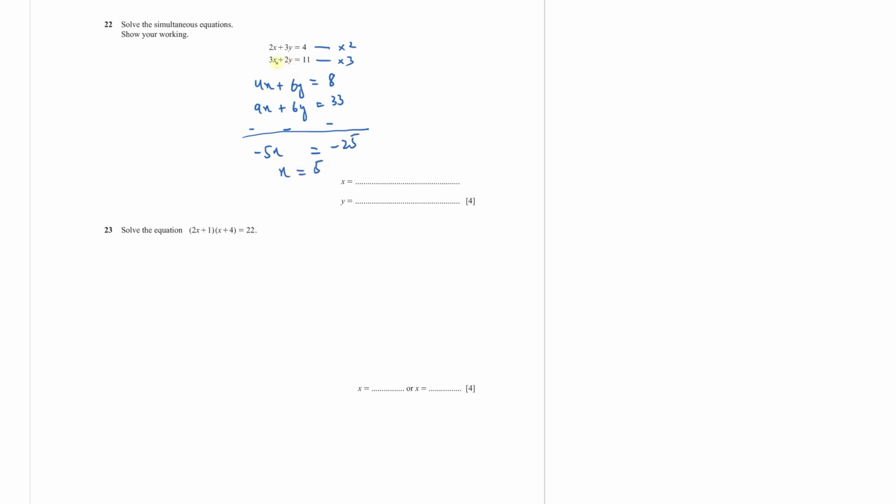Now you can replace x in any of the equations. So let me replace x in this one. 3x will be 3 times 5, plus 2y equals 11. So 5 threes are 15, plus 2y equals 11. 2y equals 11 minus 15, which is minus 4, and y equals minus 2. So x is 5, y is minus 2.